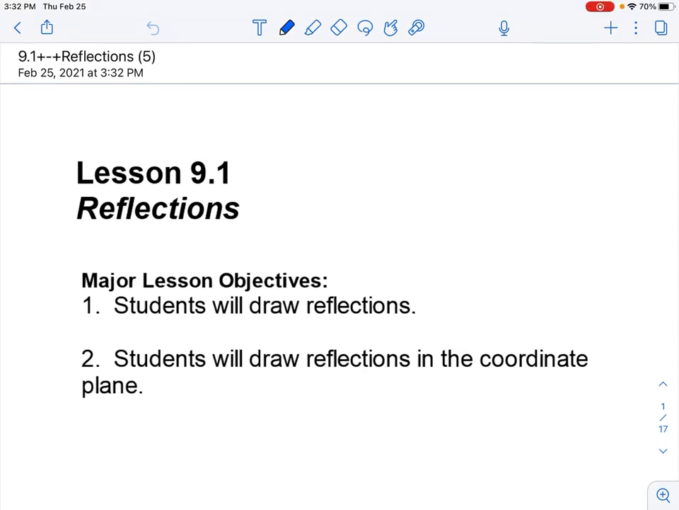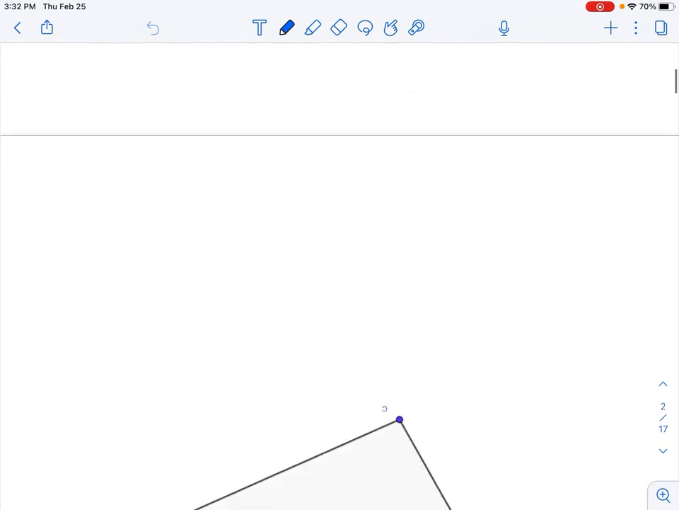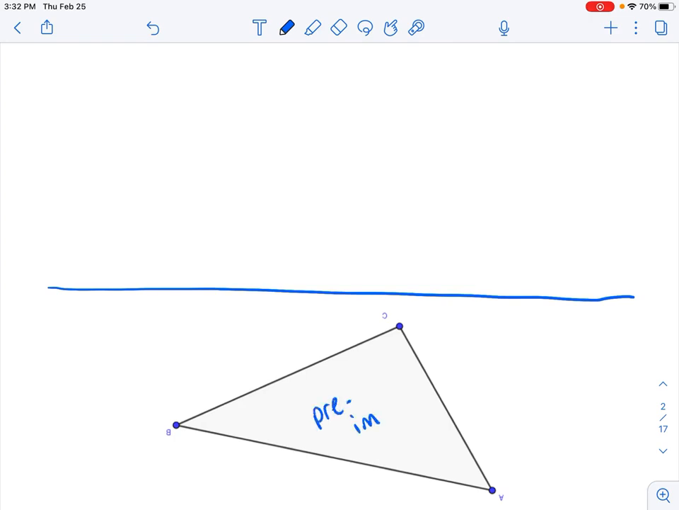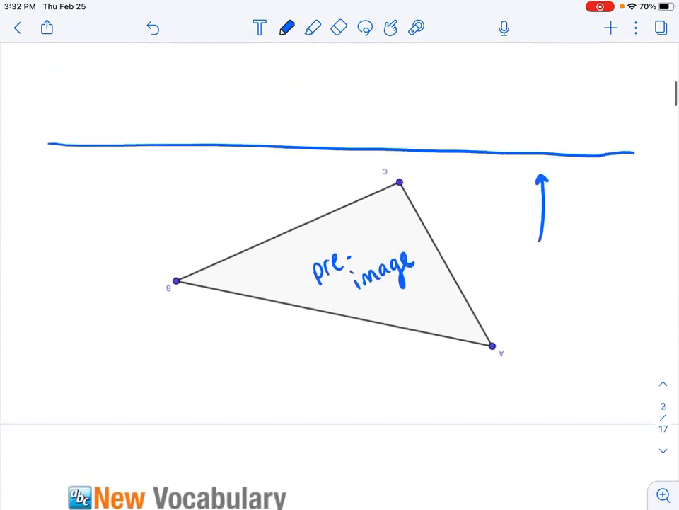Hello all, today we are covering 9.1 reflections. You guys will be able to draw reflections on and off a coordinate plane. So this first one is just kind of a preliminary idea of a reflection. This shape here is called our pre-image, that is the original one. The line I drew is our line of reflection.